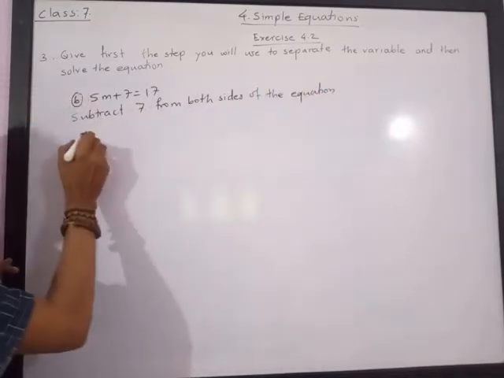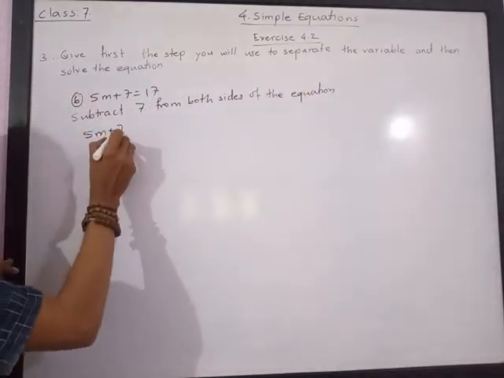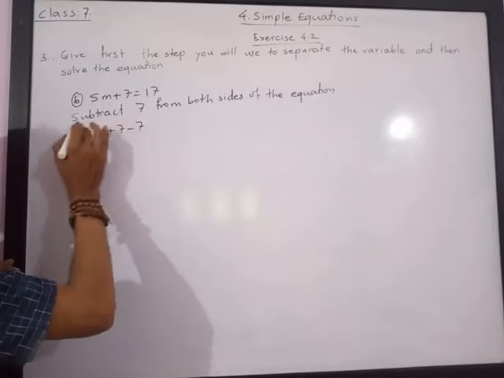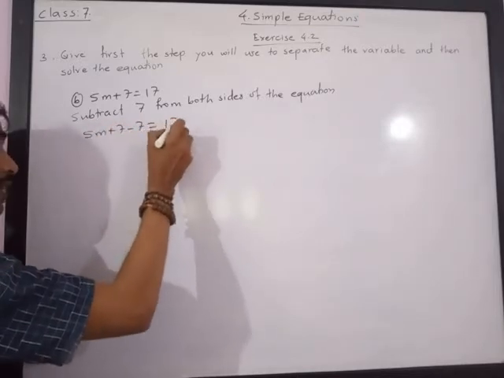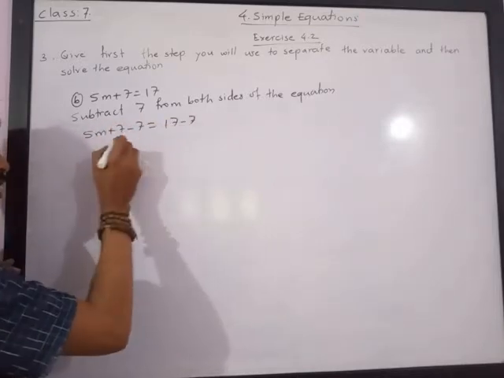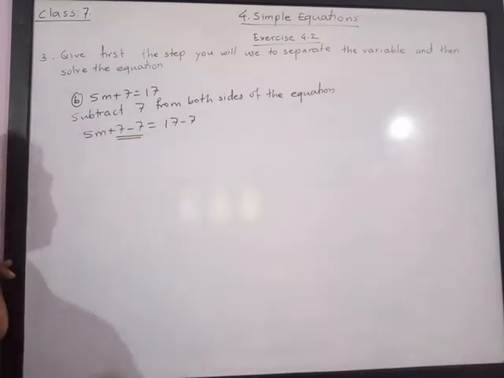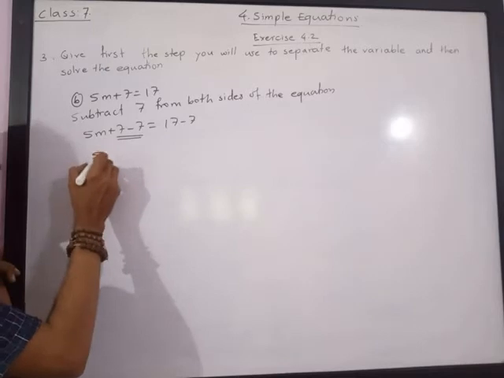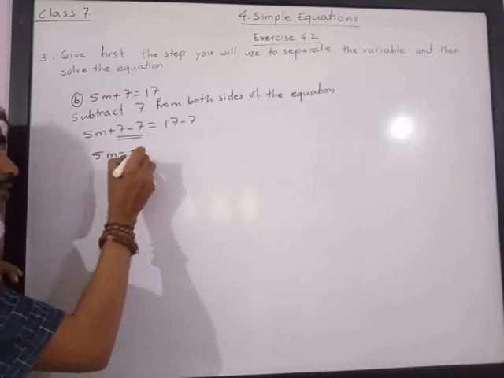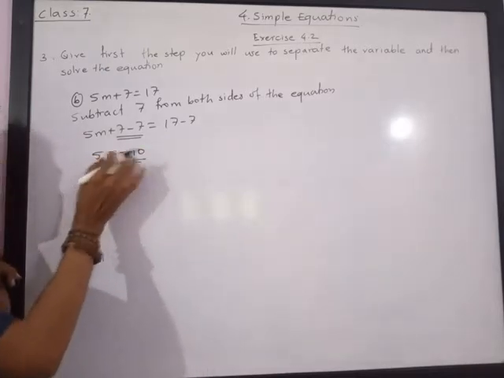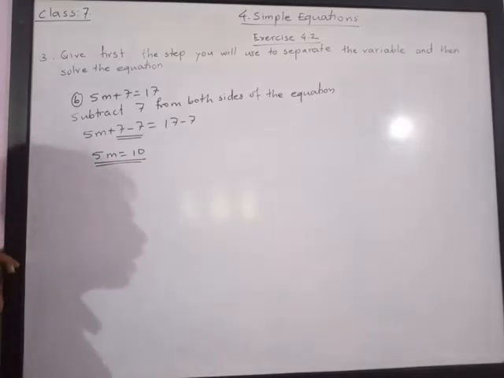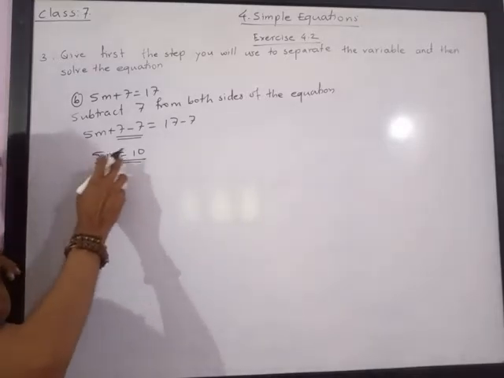So this is equal to 5m plus 7 minus 7, that is equal to 17 minus 7. Now please note 7 minus 7 is 0 and 17 minus 7 is 10. So we have got 5m is equal to 10. Please watch carefully. Such types of questions we have solved earlier.